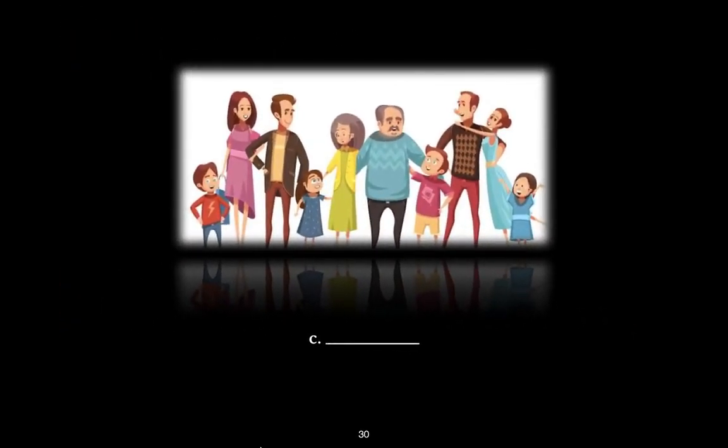Who do you see in this picture? Yes, when parents, uncles, aunts, grandparents, children and cousins live together in the same house, it is known as a joint family. Well done, children.